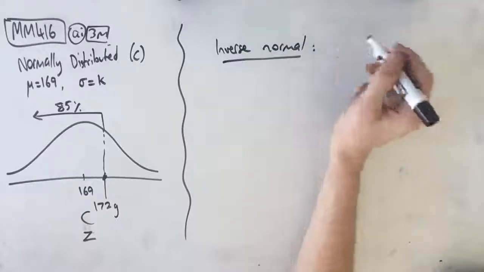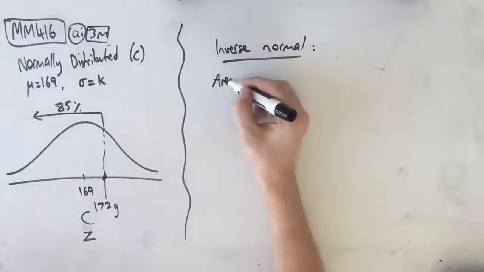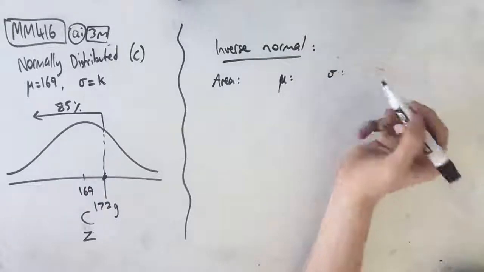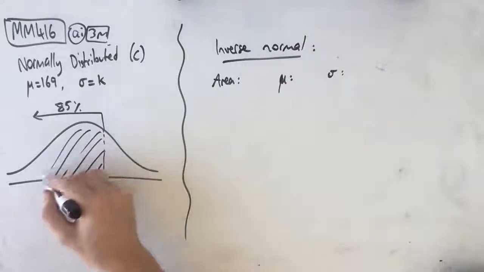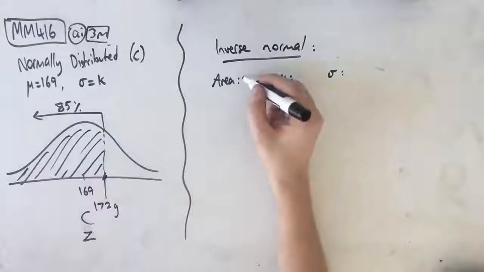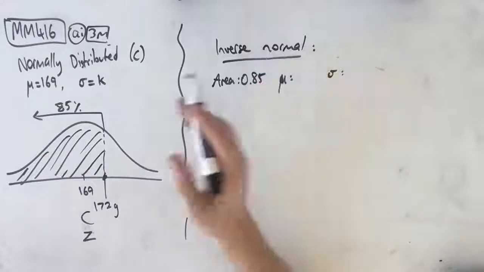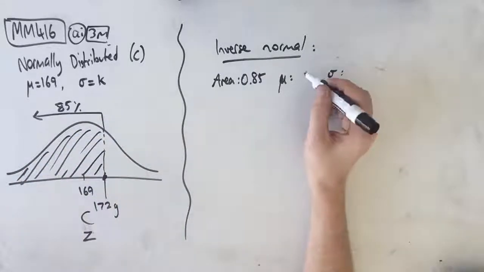This is in our CAS, in mine it's menu 553. So what we're going to be asked for is our area, our mean, and standard deviation. So our area is the probability that it lies below this point, which is 85% or 0.85. So with an inverse normal, we always take the area to the left of the point that we're looking at. In this case, that 85% is to the left, so that's fine.